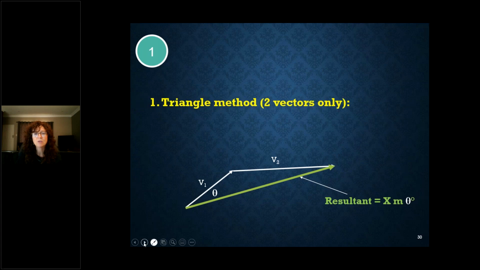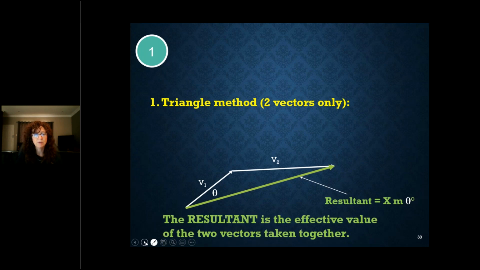So this is the triangle method. Use it only with two vectors. Where are you going to use it? Say, for example, forces, work, energy, power. Any of these mechanics questions, you can use any of these methods. The resultant, therefore, is the effective value of the two vectors taken together.